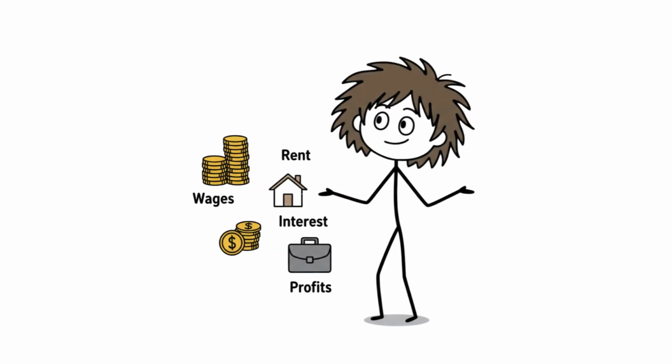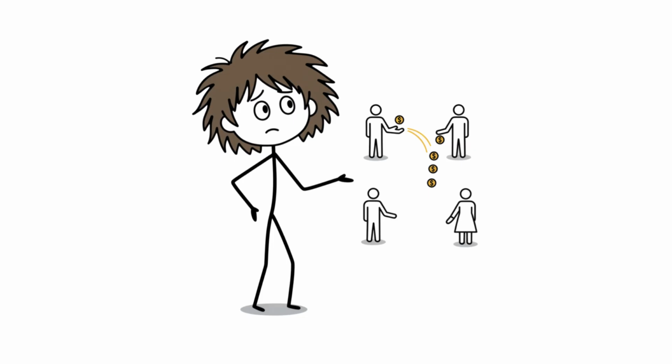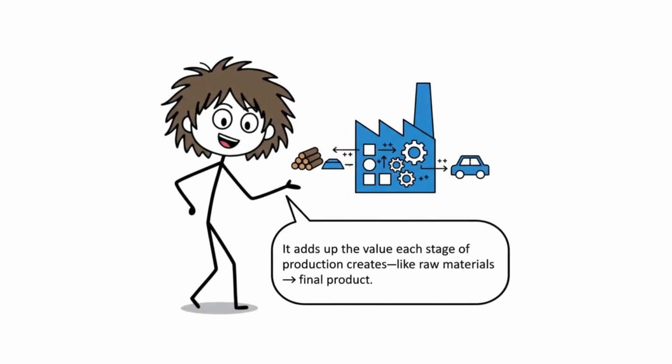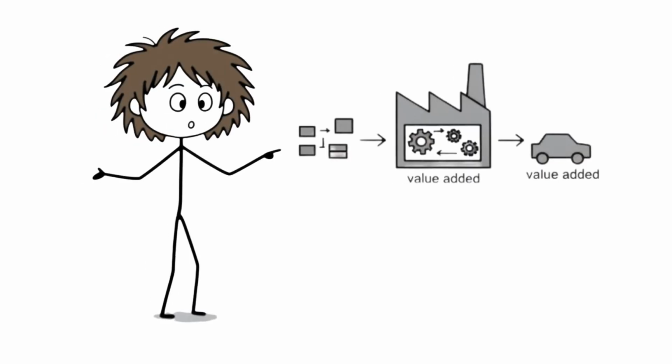2. The income approach. This one adds up everyone's income: wages, rent, interest, and profits. Because in theory, every dollar spent becomes someone else's income. 3. The production approach, also called the value added method. It adds up the value each stage of production creates, like raw materials to factory to final product.